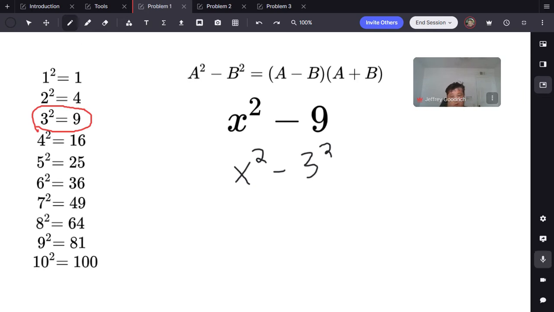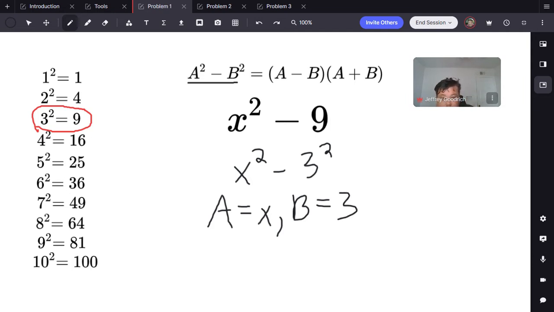Awesome. So now it's written in this form. It's written in the a squared minus b squared form. So now we just have to identify what our a and our b is. Our a is just that first thing being squared. It's just the x. And our b is that second thing being squared. That's the 3.